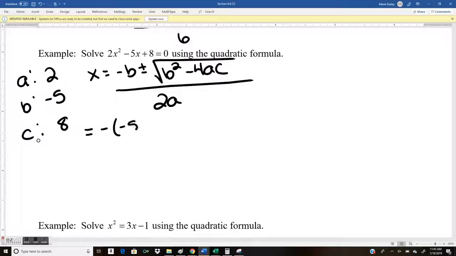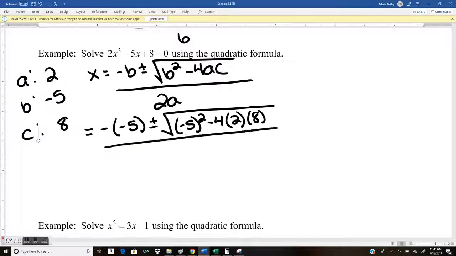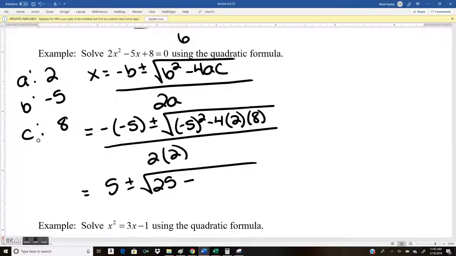That's going to be negative of negative 5, plus or minus the square root of negative 5 squared minus 4 times 2 times 8. Again, watch those signs. This is all over 2 times 2. So this then becomes 5 plus or minus the square root of 25 minus 8 times 8, which is 64, all over 4. And then I can jump it back up here.